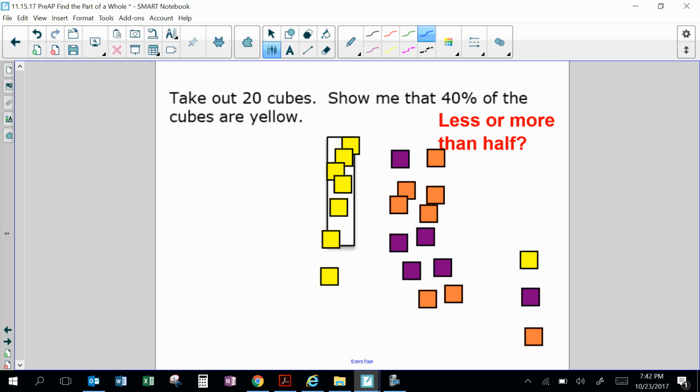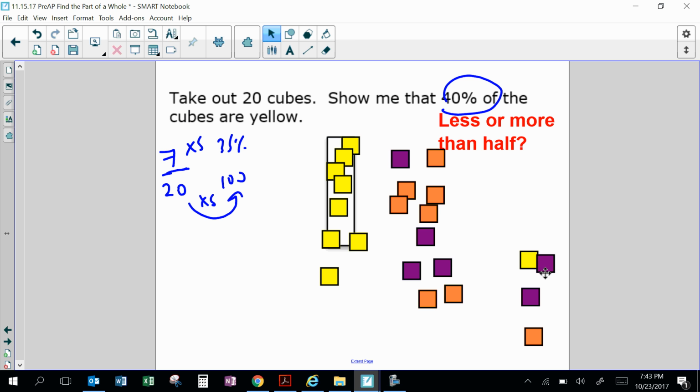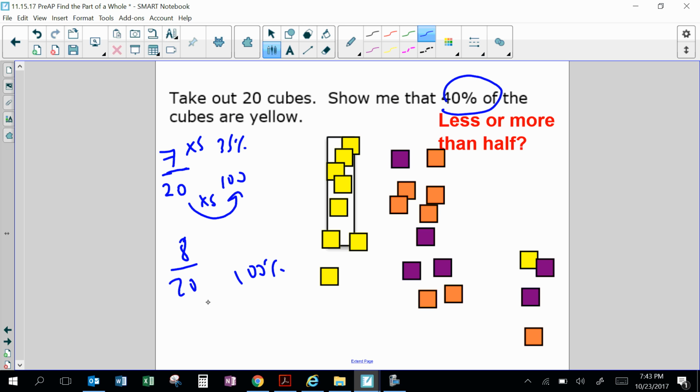Let's see if this works. 7 yellow out of 20 cubes, build it to 100. That's times 5. 7 yellow cubes times 5 is 35%. No, I'm looking for 40%. Oh, that means I need 8 yellow out of 20. I build it to 100%, times 5, is 40%.